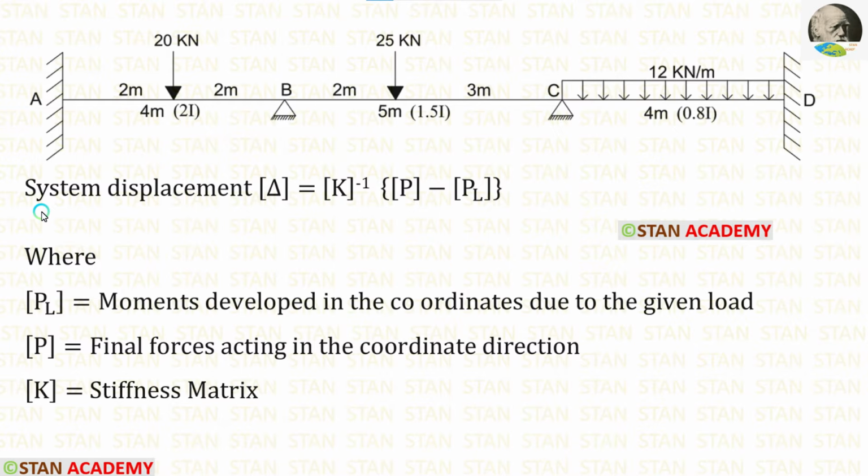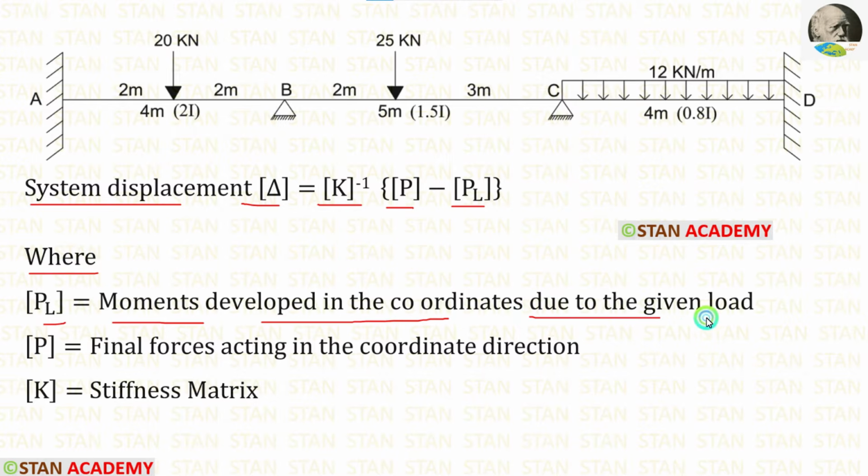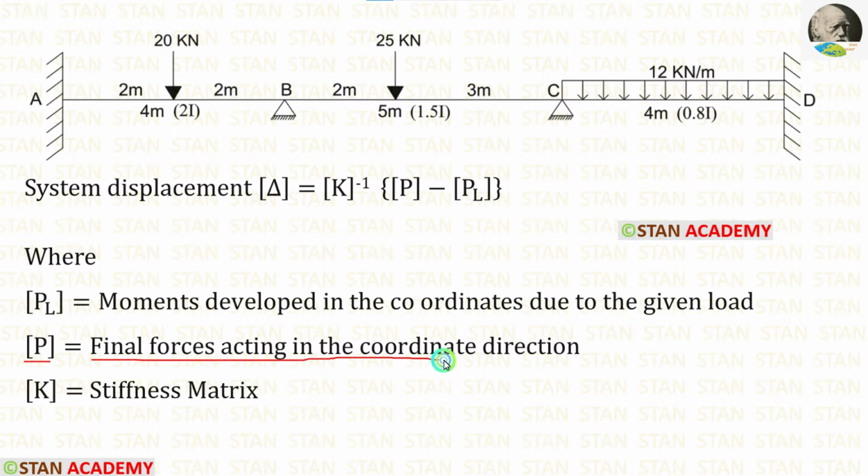Now let's see the formula to calculate the slope values. System displacement delta matrix is equal to K matrix inverse into P matrix minus PL matrix, where PL matrix is the moments developed in the coordinates due to the given load. P matrix is the final forces acting in the coordinate direction. K matrix is the stiffness matrix.